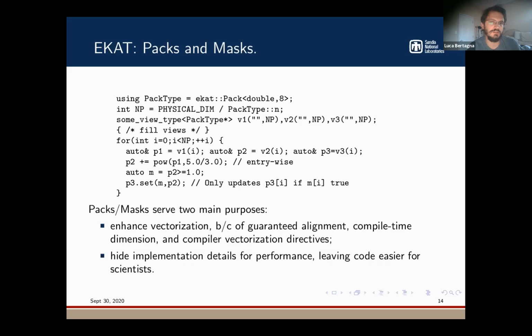But in Scream, we also have a lot of conditional loops, so we also added the mask structure, which allowed us to do some operations, as I wrote in the example here.